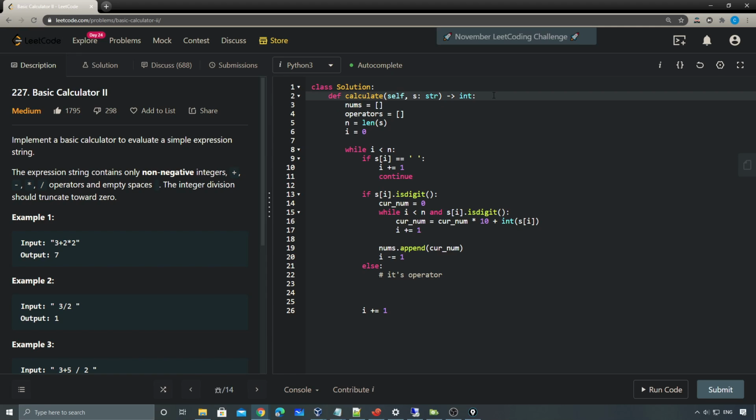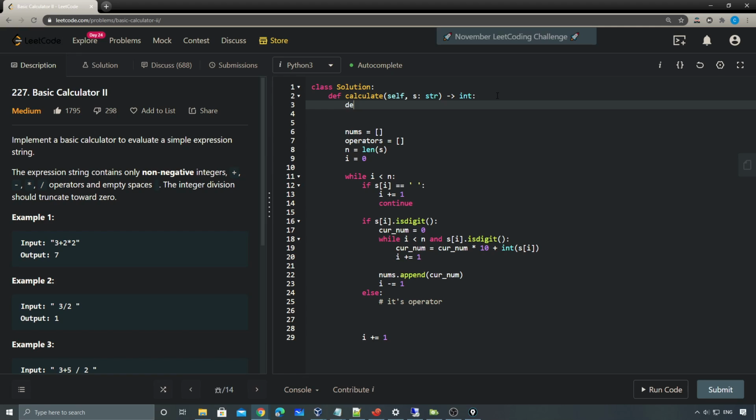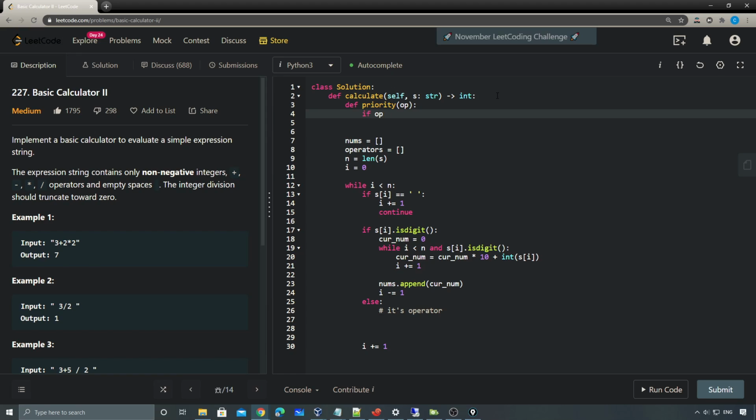To do that, I'm going to create two helper functions here. Like I said, the first one is to get the priority, so I'm going to pass in the operator here. If the operator is in what?